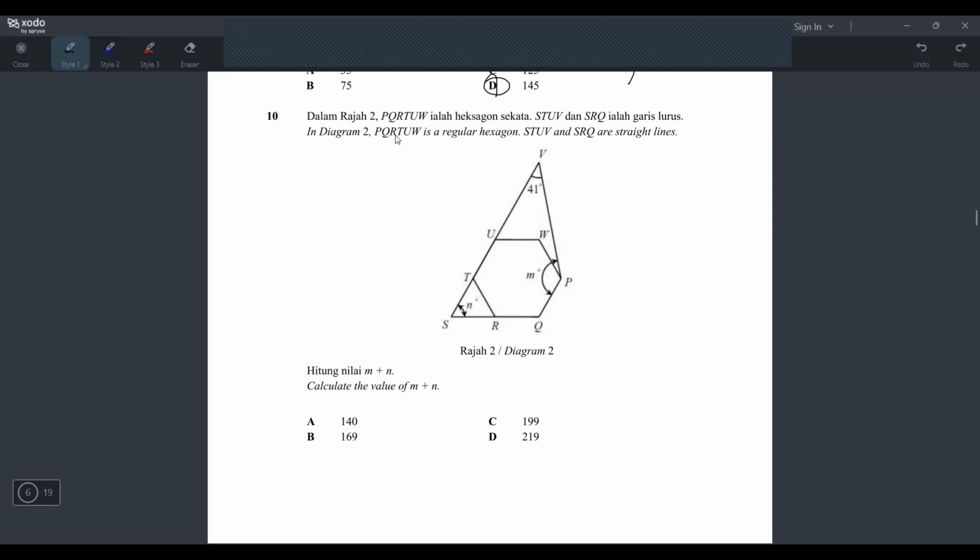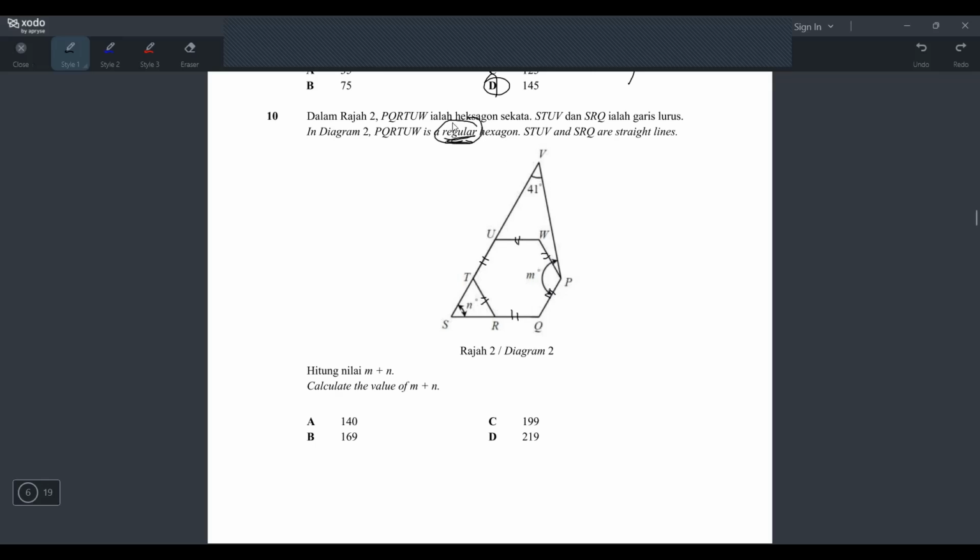Number 10, in diagram 2, PQRTUV is a regular hexagon. Okay, this word is very important. Regular means what? Same sides. It means sama panjang. So if the hexagon is sama panjang, it means the angle, the interior angle is also sama for all, right? And then they say STUV, SRQ are straight lines. Okay, this one straight line, this one also straight line. Calculate the value of m plus n.